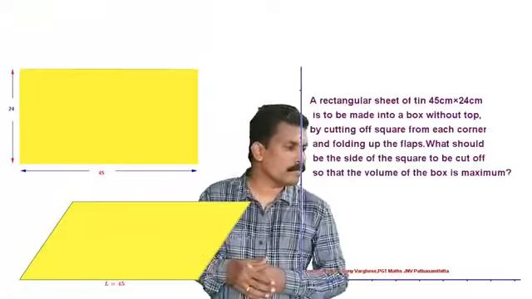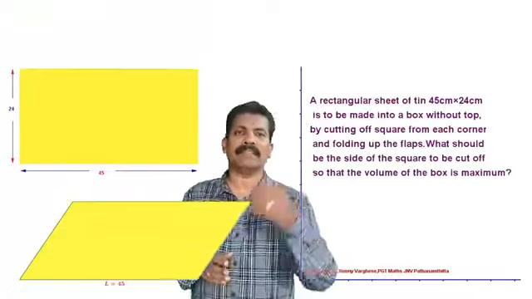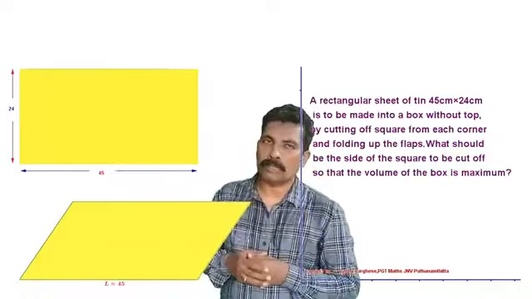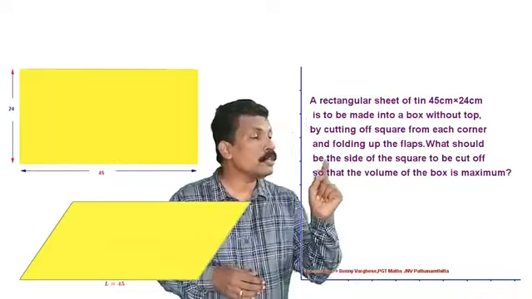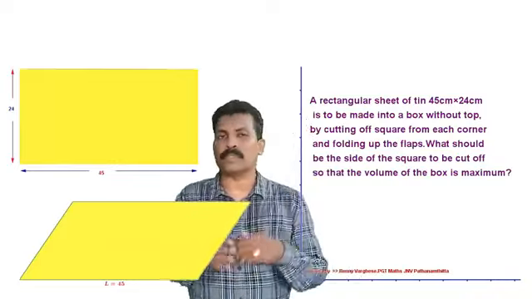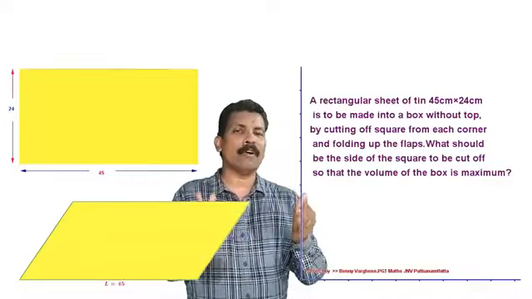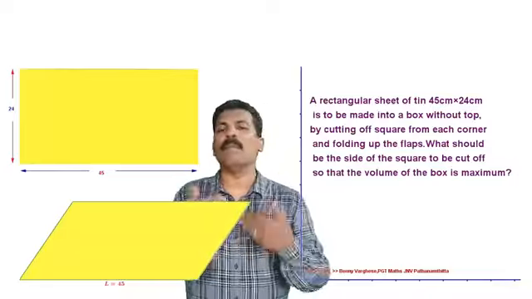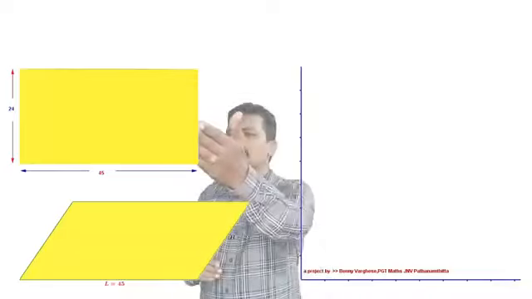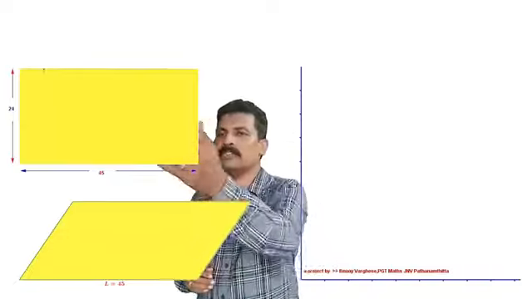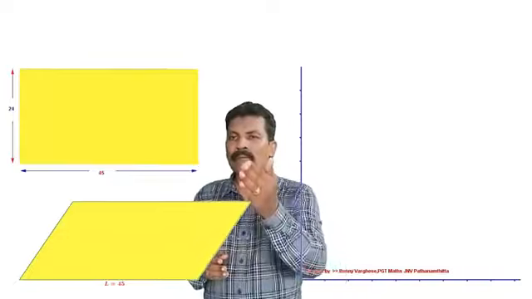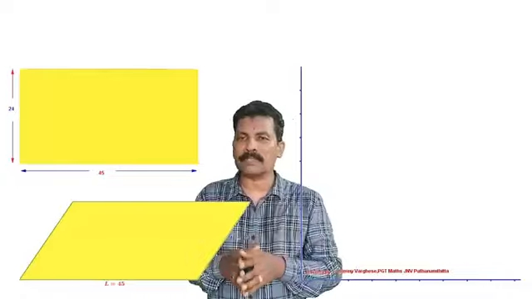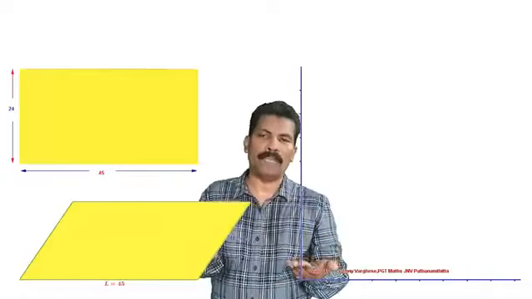A rectangular sheet of tin with dimensions 45 cm into 24 cm is to be made into a box without a top by cutting off a square from each corner and folding up the flaps. What should be the side of the square to be cut off so that the volume of the box is maximum? We can see the sheet here with dimensions 45 cm and 24 cm, and we are cutting small squares from all the corners of that sheet and folding the flaps to get the box without a top, meaning an open box like this.